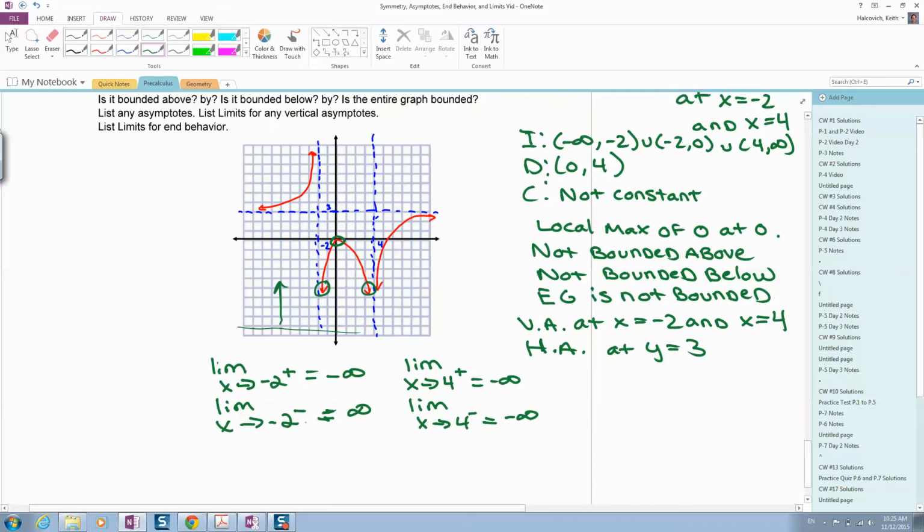Then the end behavior limits. So the limit as x approaches -infinity, meaning as it goes this way, notice it's going towards 3, but you have that horizontal asymptote, which means it never touches 3 at the end. So as it approaches -infinity, it goes to 3, and the limit as x approaches +infinity, it also goes towards 3.